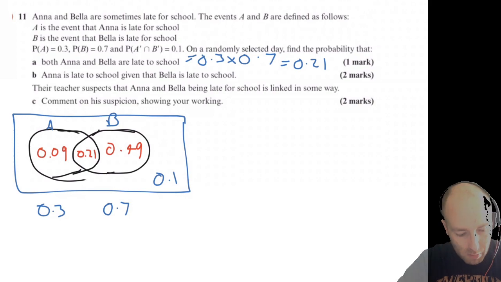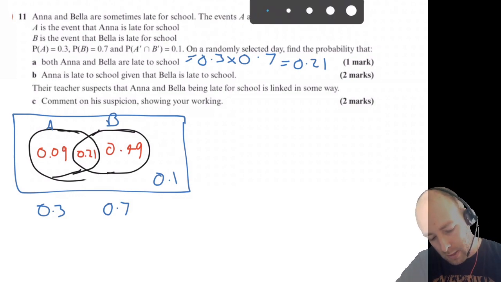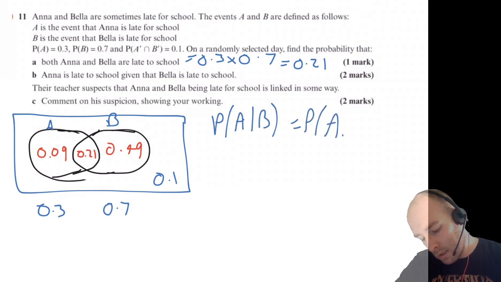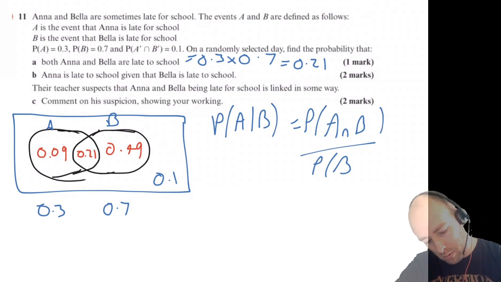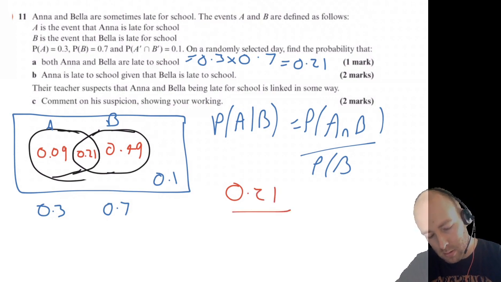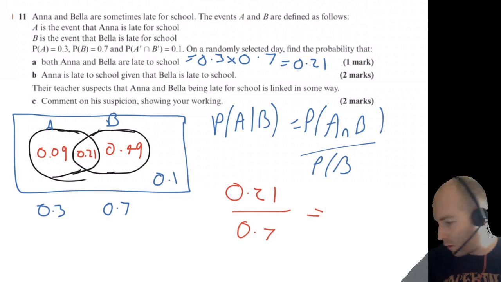Okay, so Anna was late given, so we want the probability of A given B. So we know the equation is A and B out of B. So we can work out those ones, so that'll be 0.21 out of 0.7, which will give us 0.3.